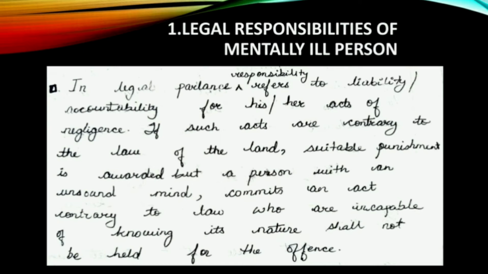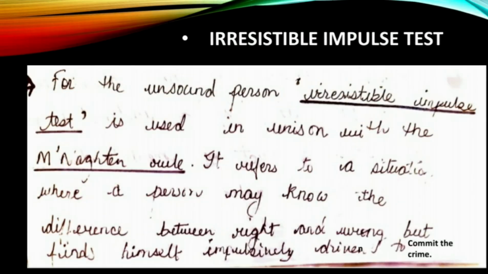Number one, we have the irresistible impulse test. So, what is the irresistible impulse test? For unsound persons, the irresistible impulse test is used in unison with the M'Naghten rule. It refers to a situation where a person may know the difference between right and wrong but finds himself impulsively driven to commit the crime.